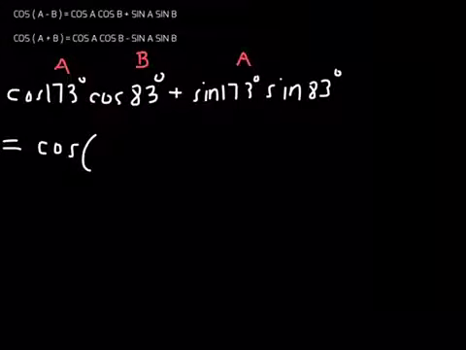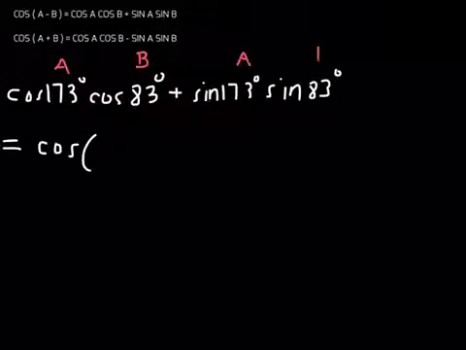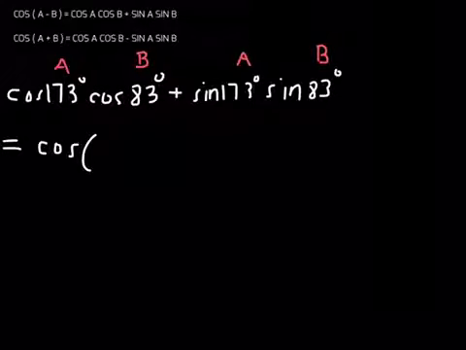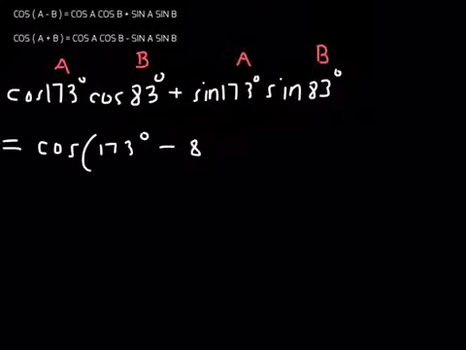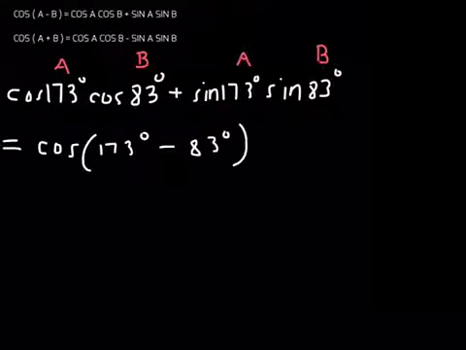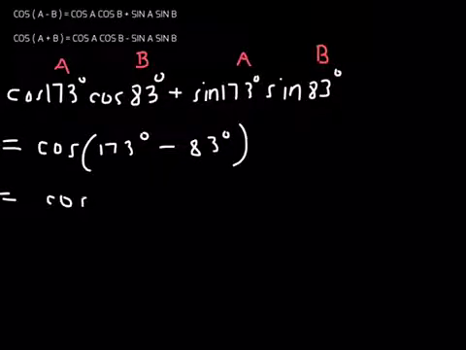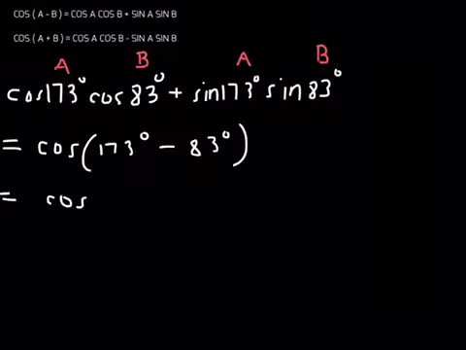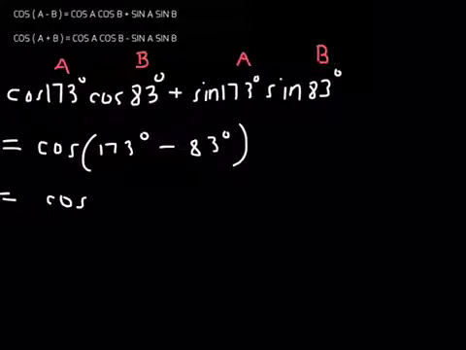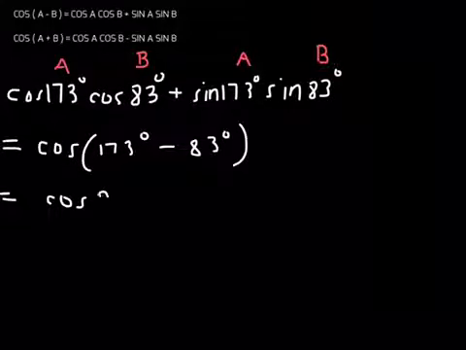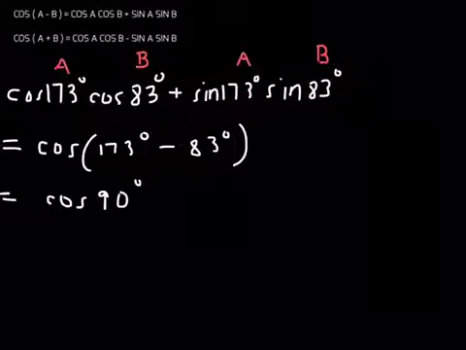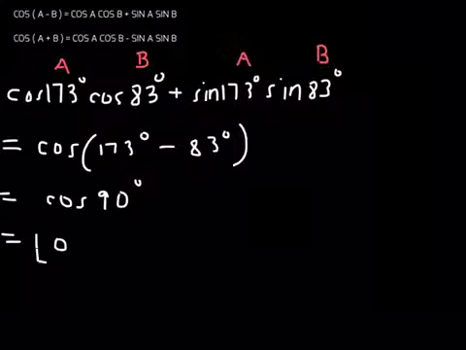173 degrees is A, and 83 degrees is B, right? So then when I use my identity, it'll be cosine of A minus B, which is cosine of 173 degrees minus 83 degrees. Okay? So then this is going to be cosine of 173 degrees minus 83 degrees, which is 90 degrees. And cosine of 90 degrees is 0. So the final answer is just 0.